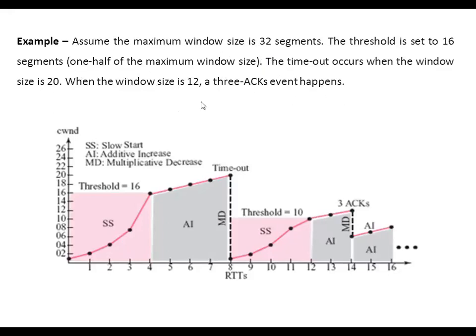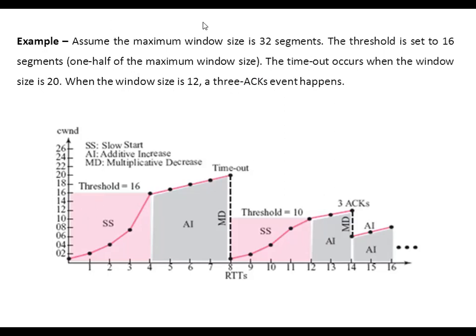It is given to us that in the next iteration, when the window size reaches 20, the sender detects congestion again using timeout. And in the next iteration, when the window size reaches 12, the sender detects congestion again, but by using the concept of 3 duplicate acknowledgements. Okay, so let us see this.